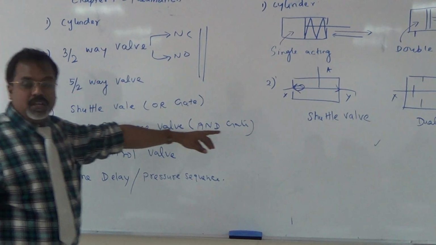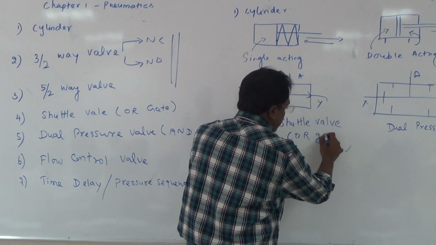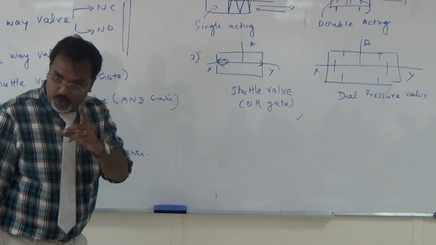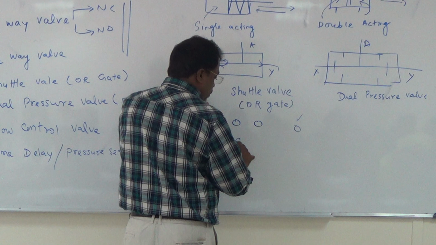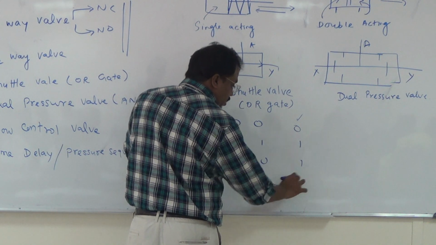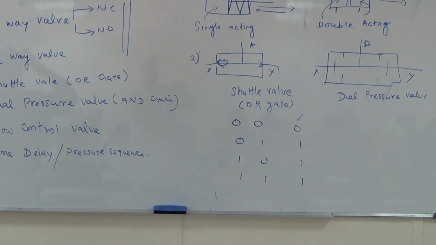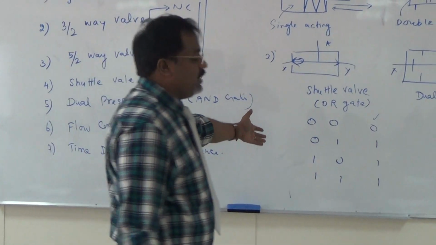The shuttle valve, this is for the OR gate. What is the OR gate function? If there is any one input, it will give output. 0, 0 means 0; 0, 1 means 1; 1, 0 means 1; then 1, 1 means 1. So this is the OR gate function you studied in electronic principles, correct? Yes, you already studied it. This is the OR gate principle.